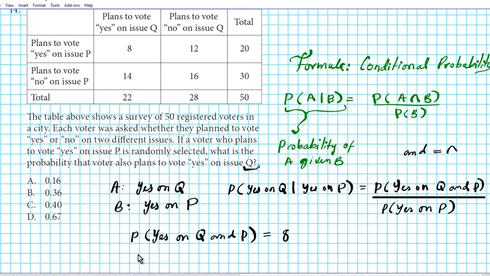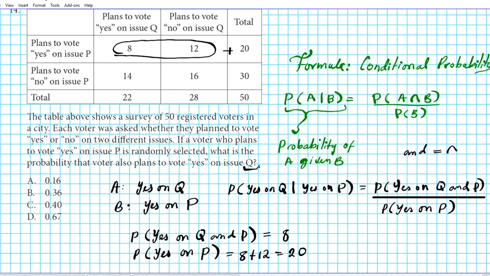Now we need to find the probability that we have yes on P. If you take a look at the rows, yes on P is this entire row right here. If you add them together, you get 20. So the probability of yes on P is basically 8 plus 12, which is 20. Now we have all the information to compute the probability of yes on Q given P. So the probability of yes on Q and P is the value 8 divided by the probability of yes on P, which is the value 20.